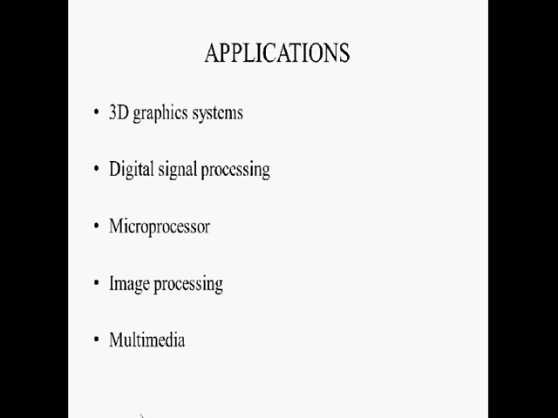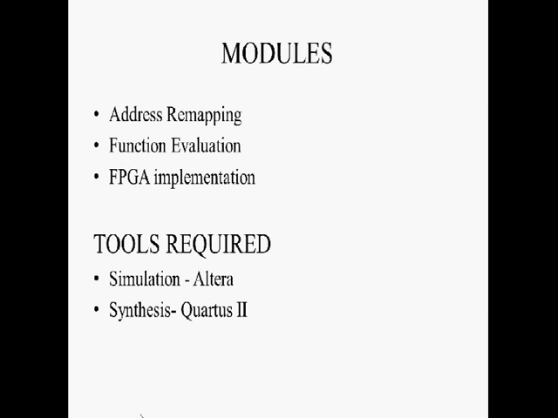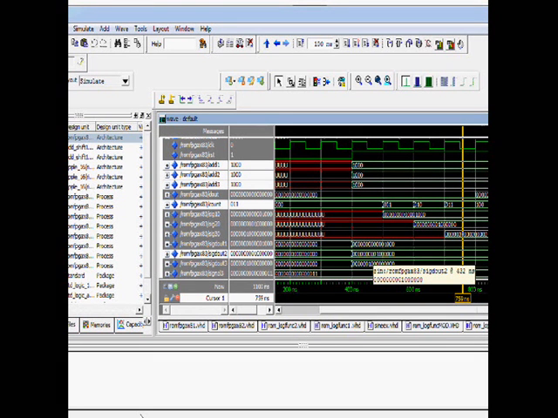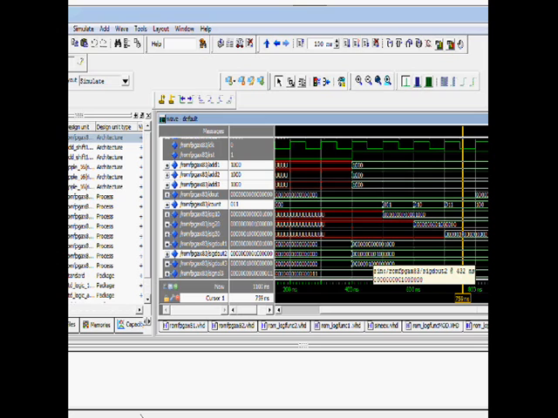The applications of my project are 3D graphic systems, digital signal processing, microprocessors, image processing and multimedia. These are the areas where the project can be used for implementing the functions. The modules used in my project are address remapping, function evaluation, and FPGA implementation. The tools required for my project are Altera, which can be used for simulation, and Quartus II, used for the synthesis report. This is another program which can be used for this.